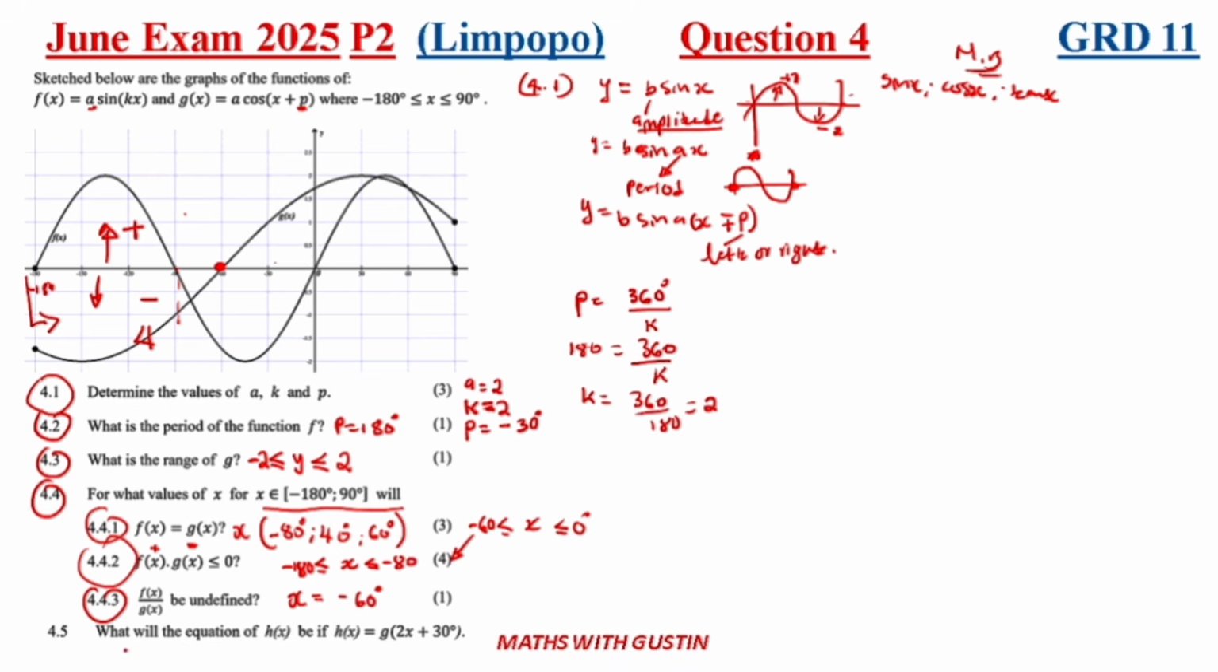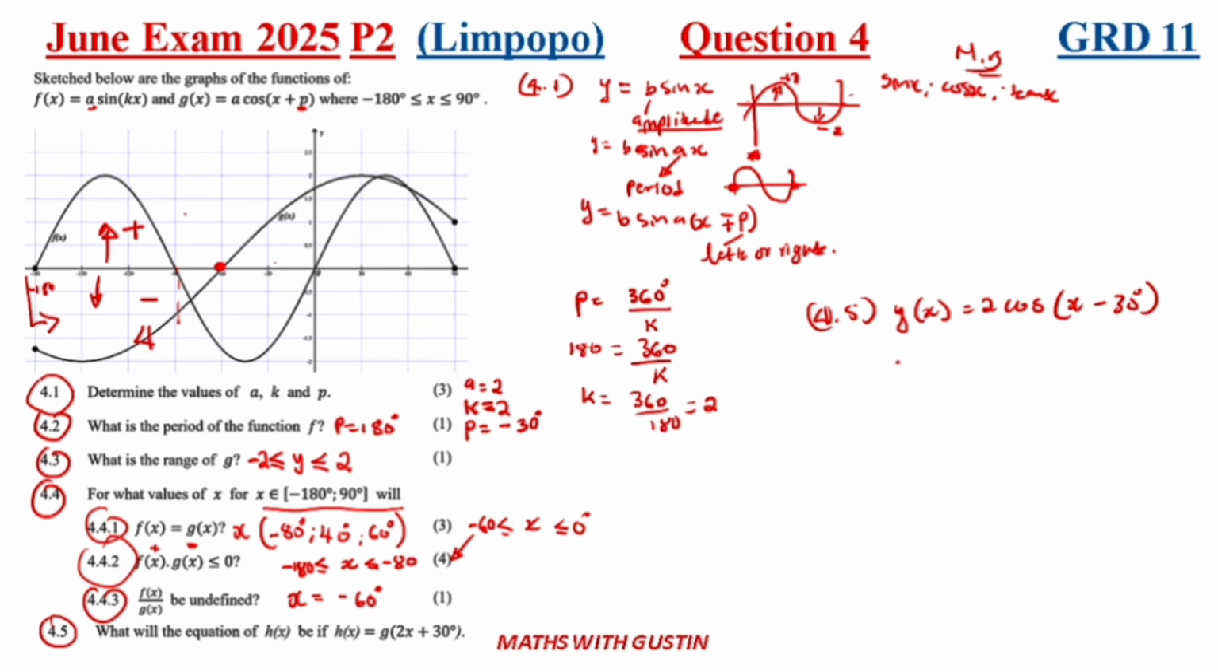Right, great stuff. So now let's come here. 4.5 said, what will the equation of h of x be if h of x is given by that? Okay, so 4.5. So let's write first the equation of g of x. G of x can also be rewritten as 2 cos x minus 30. Remember we said p is equals to 30.